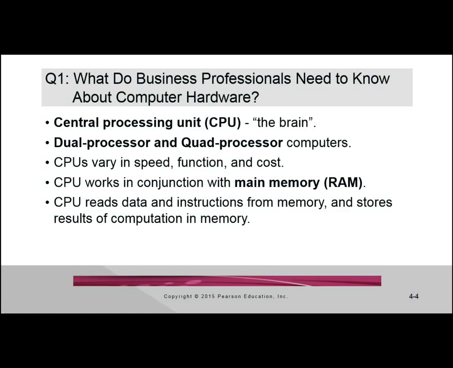A lot of times with the central processing unit, the brains, a lot of faster computers may have 2 processors, CPUs, in there working simultaneously, or 4. So it's like you having 2 brains or 4 brains. A lot of times you hear quad core, dual core. That means they have 2 CPUs functioning at once. Now, CPUs vary in speed, function, and cost, right? The processing power is driven by the software.